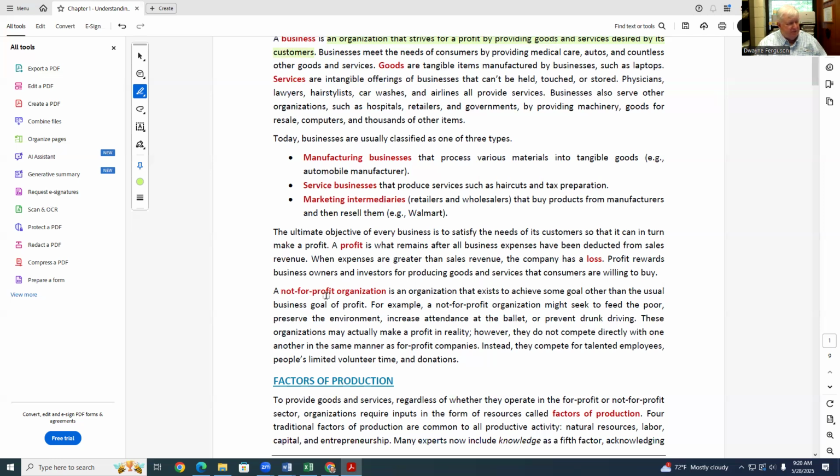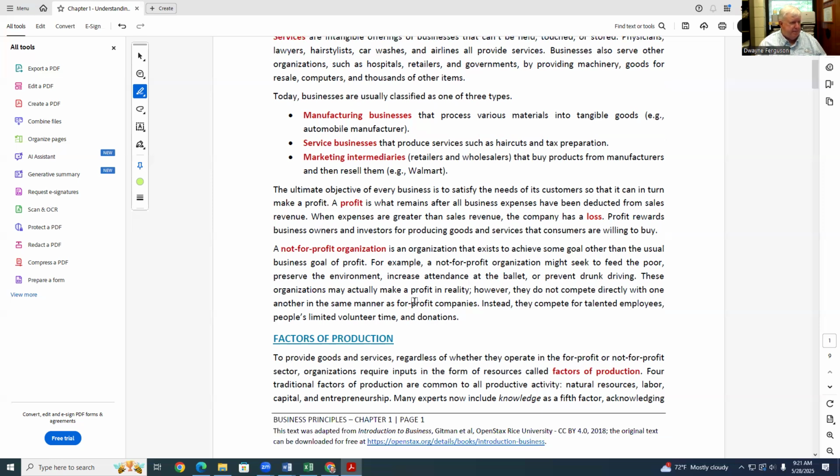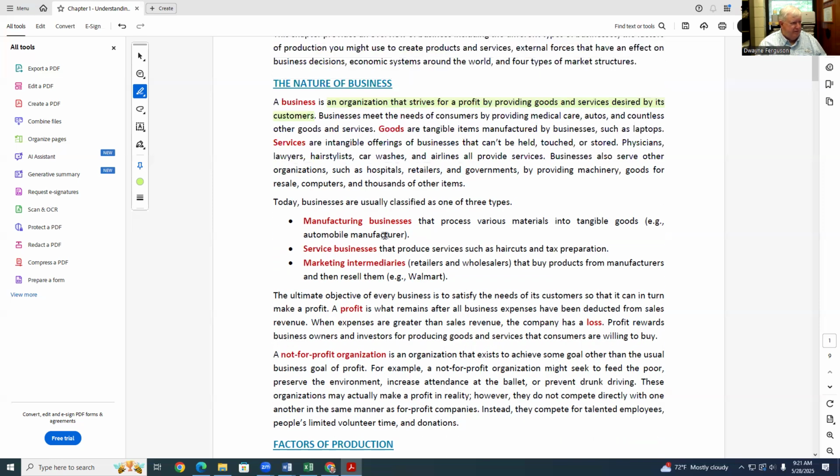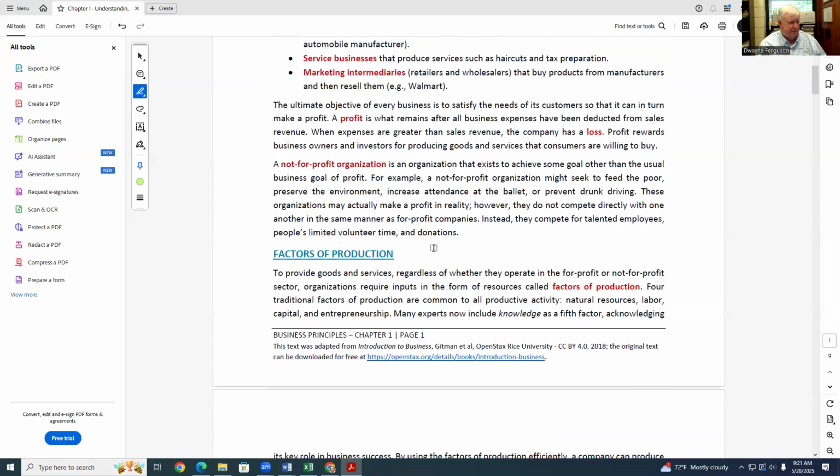Some businesses are not in business to make a profit per se. They're in business to achieve some other goal. They need to make a profit maybe to sustain themselves, but they're nonprofit or not-for-profit organizations. So that's just some basic definition type stuff here at the first of the chapter.